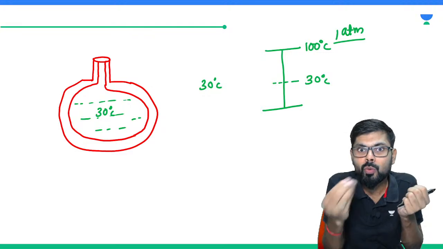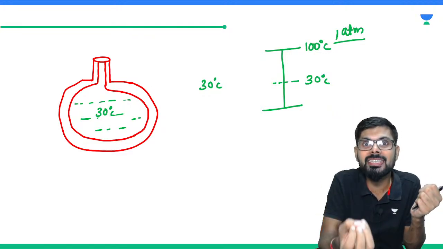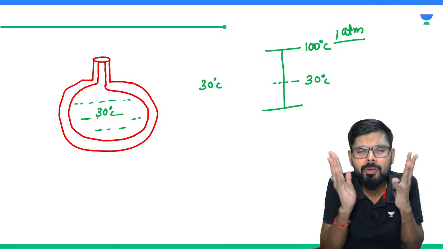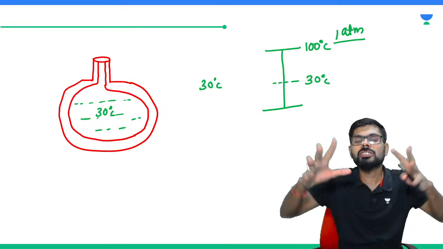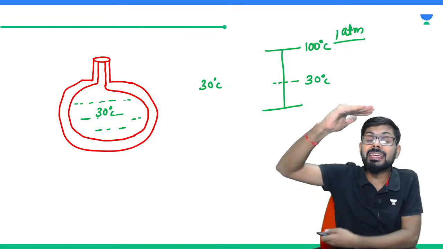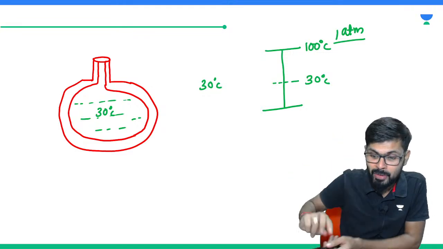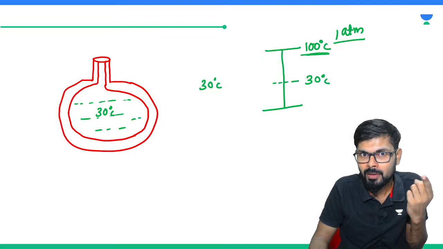So in this process, what exactly did you do? You increased the temperature, basically. Now I have one more method to convert liquid into vapor. Do one thing, you start decreasing the pressure. When you decrease the pressure, then boiling point will decrease. This is the boiling point at 1 atmospheric pressure.